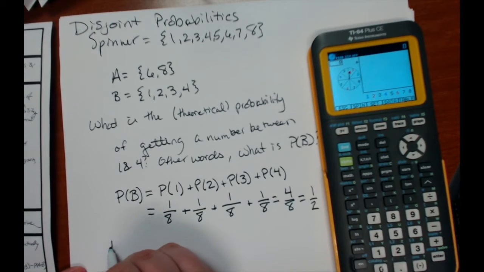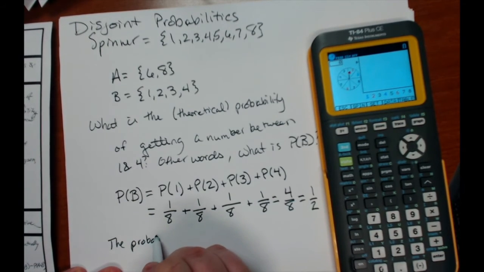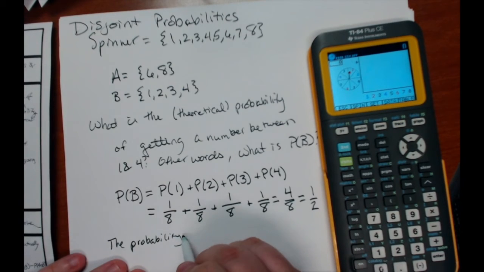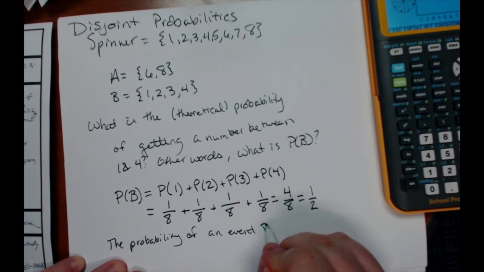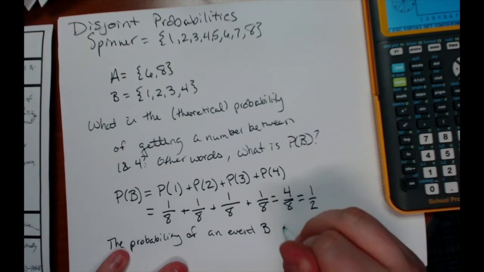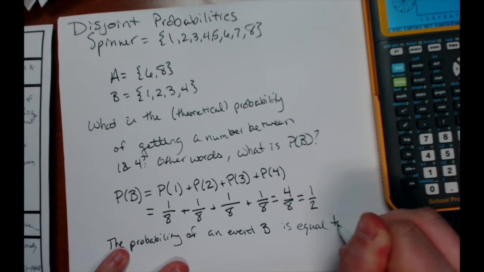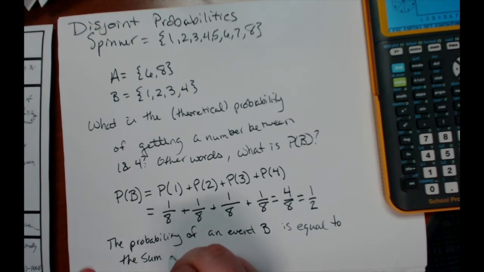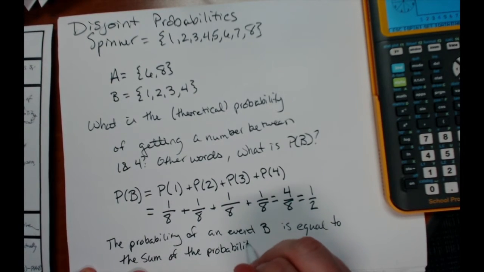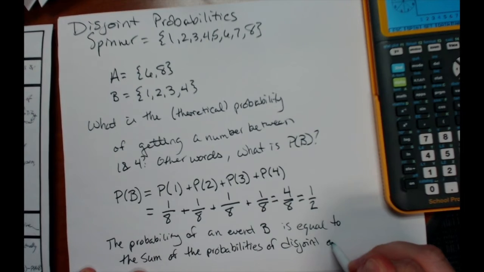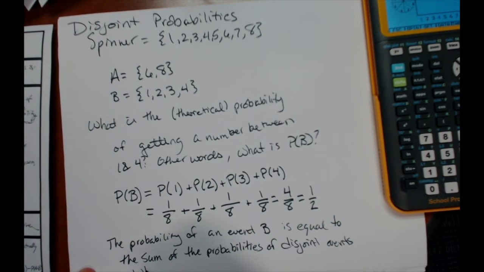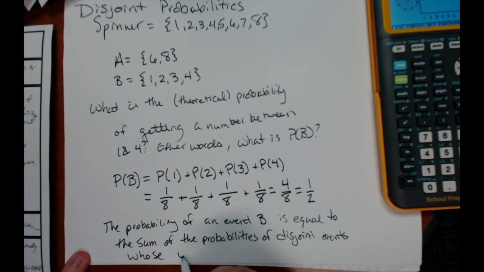And to give you a definition, the probability of an event, and we'll call it B, because that's what we called it, is equal to the sum of the probabilities of disjoint events whose union is the event.